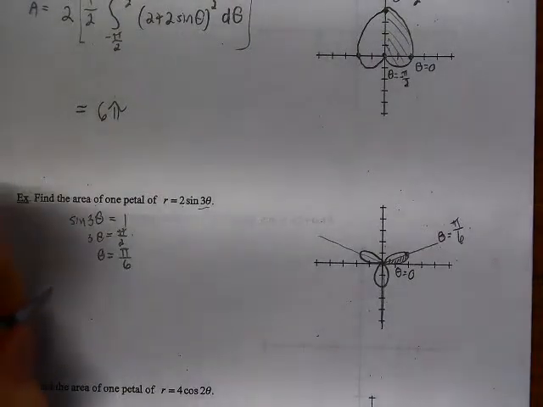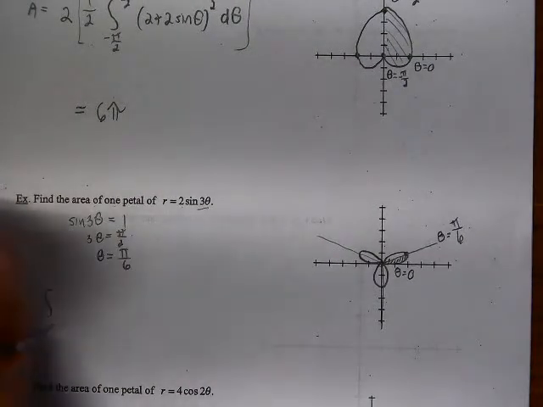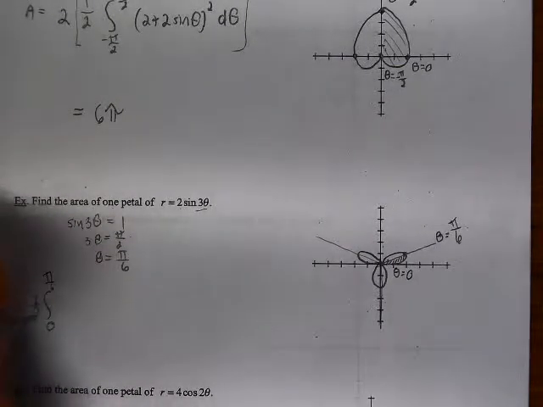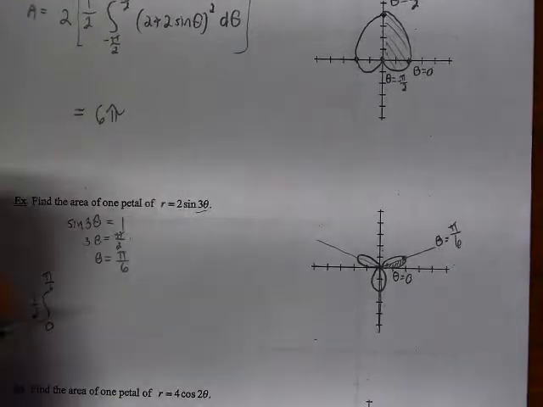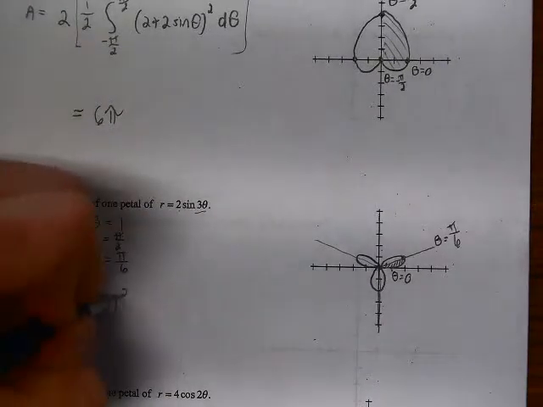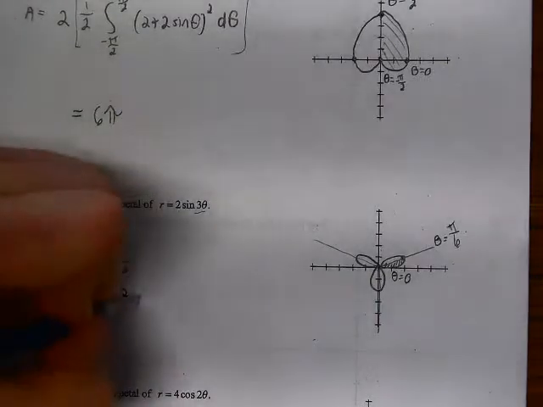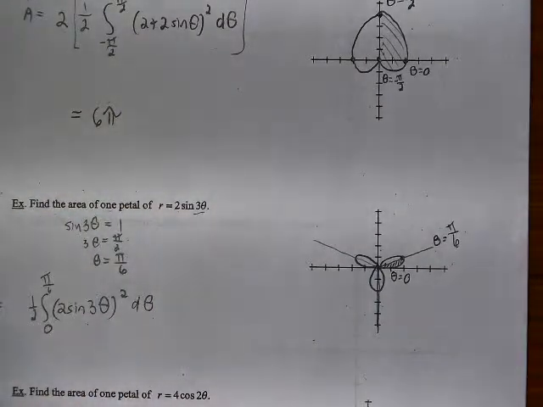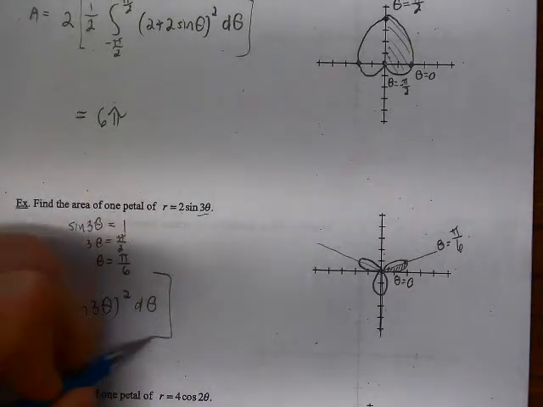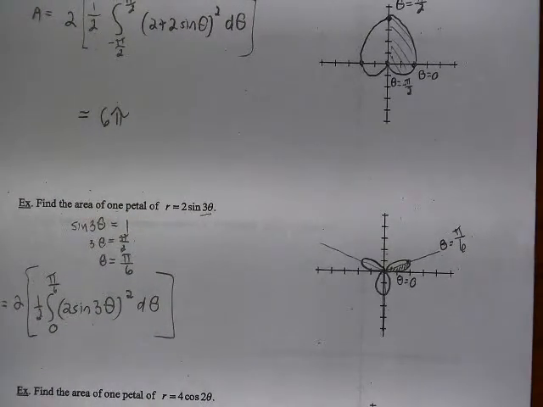So I'm just going to integrate from 0 to pi over 6 of r squared. That's 2 sine 3 theta squared d theta. And then to find the area of an entire petal, I'm going to double that. So really the 2 and the 1/2 just cancel out here.